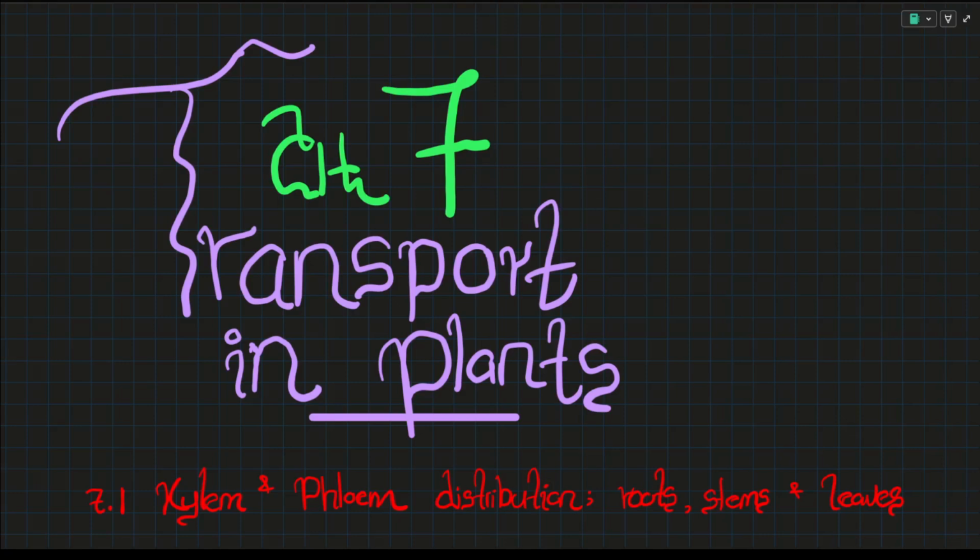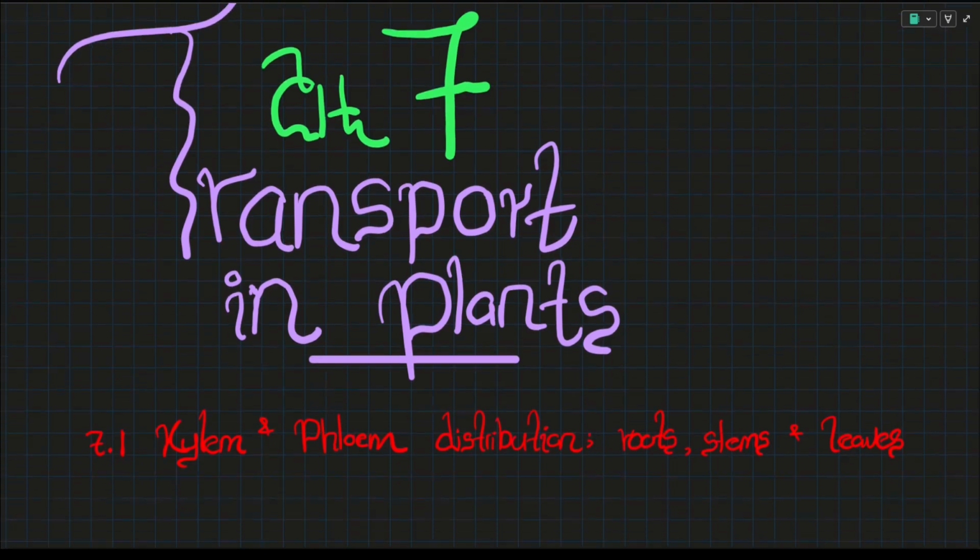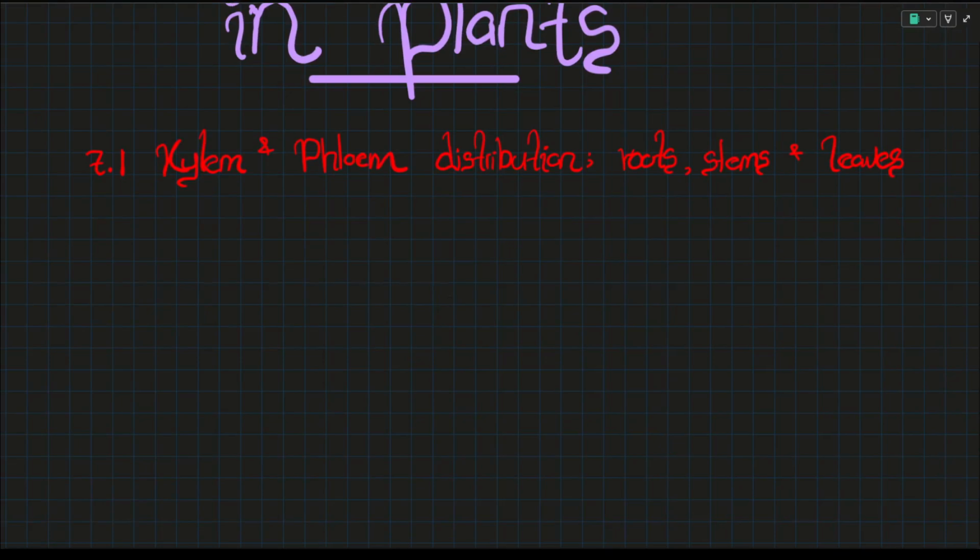Chapter 7 deals with the transport systems that are found in plants. Those systems are commonly known as the vascular system. We will be talking about the vascular system as we go along this chapter. Onwards to 7.1, we'll talk about xylem, phloem, and how they are distributed in each of these three specific places: roots, stems, and leaves.